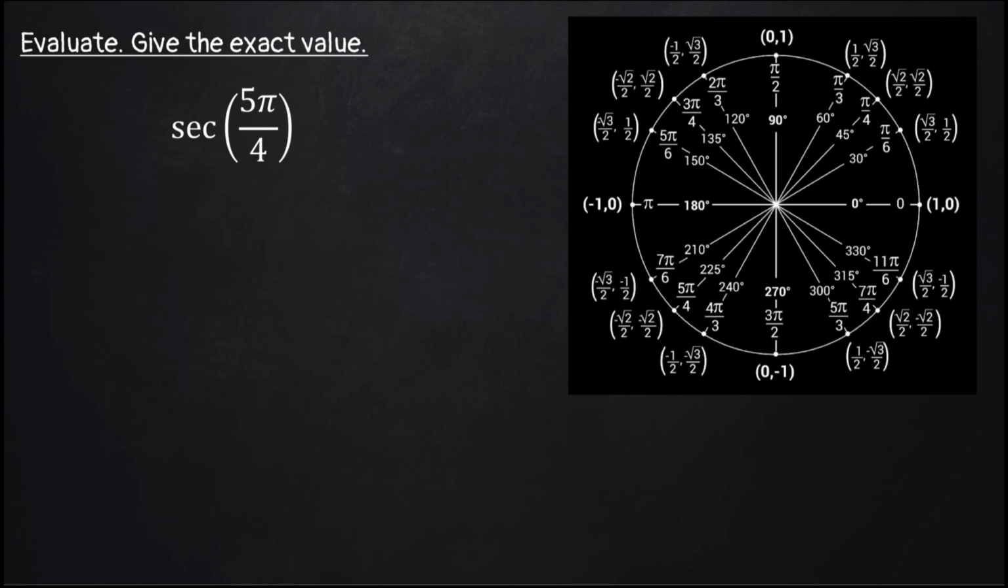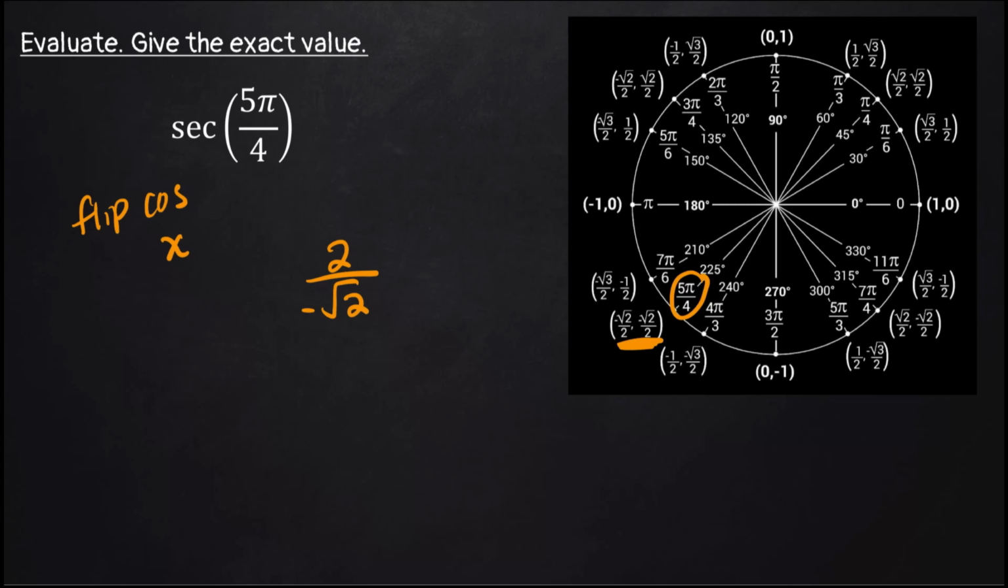Here we have 5 pi over 4. So 5 pi over 4 here is in quadrant number 3. There is our terminal point. Secant is the reciprocal of cosine. So we're going to take our cosine, we're going to flip it, which means we're going to take our x coordinate and we're going to flip that fraction. So we're going to have 2 over negative root 2.